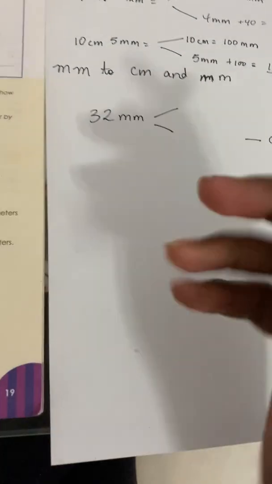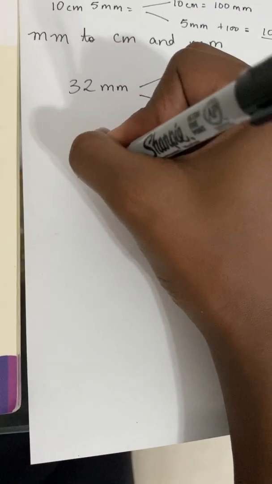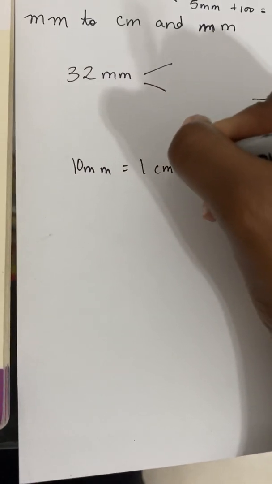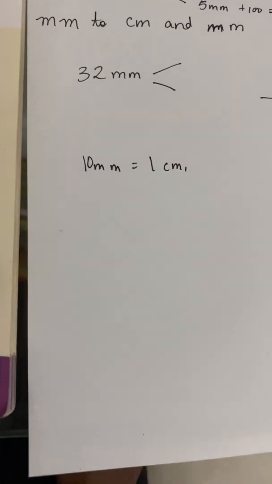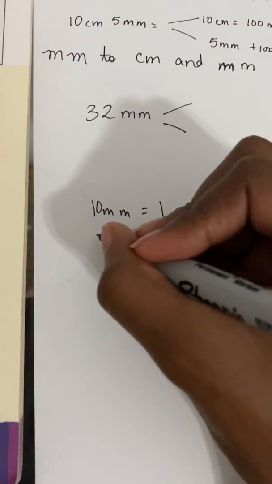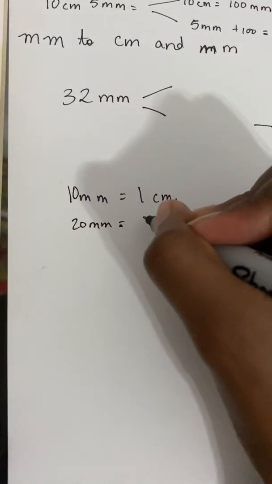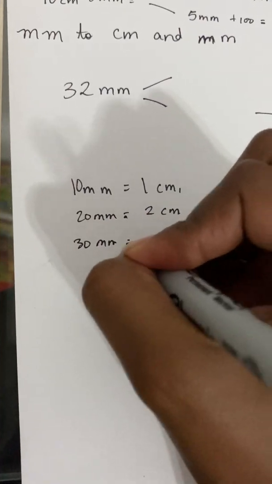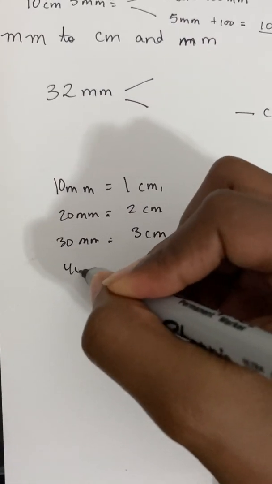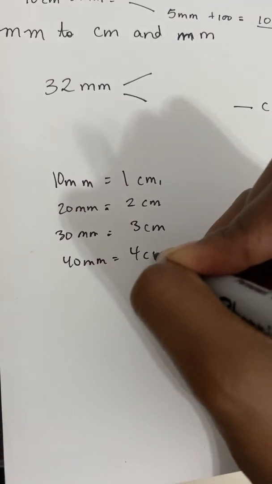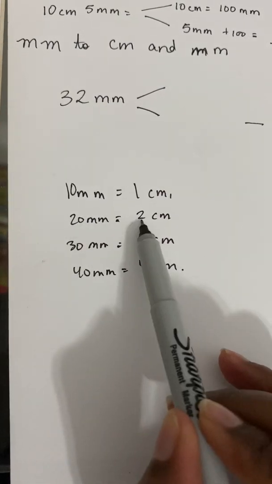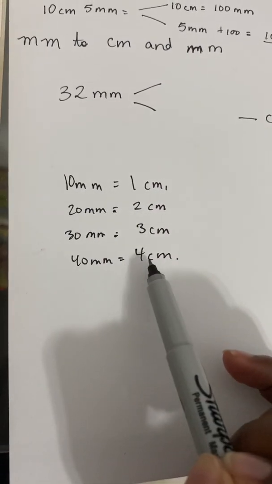If 10 millimeters equal 1 centimeter, then it's basically just knowing your 10 times table. So 20 millimeters equals 2 centimeters, 30 millimeters equals 3 centimeters, 40 millimeters equals 4 centimeters, and so forth. So a little trick is you just use the first number. That will tell you how many centimeters it is.